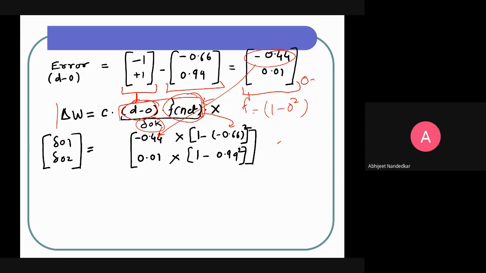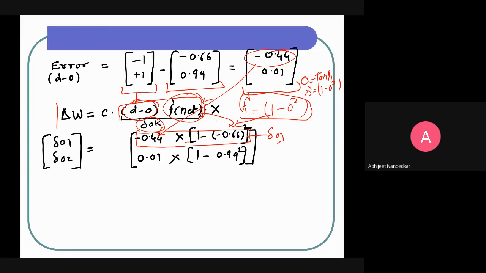So if O is equal to tanh, then O dash is 1 minus O square. This 1 minus O square is written over here. The output is minus 0.66, you square it and subtract from 1. This complete multiplication will give you delta O1.